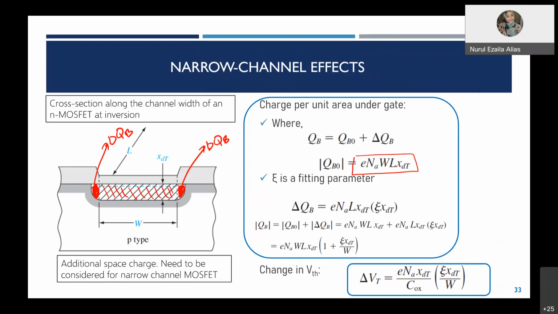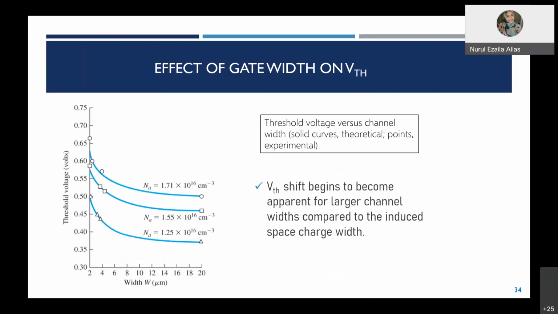It also affects the threshold voltage, because now it has a fitting parameter for W, for width. The threshold voltage change becomes this equation, where it has to be multiplied by this parameter. This actually represents the scaling parameter for width. So the equation is now much more complex. However, let's see the effect of gate width on the threshold voltage.